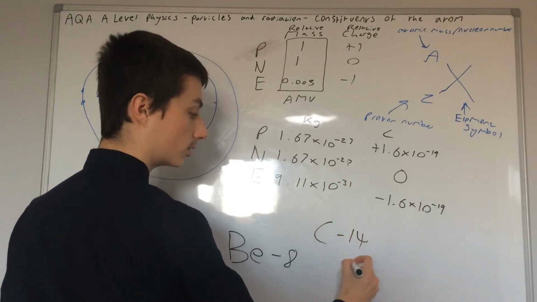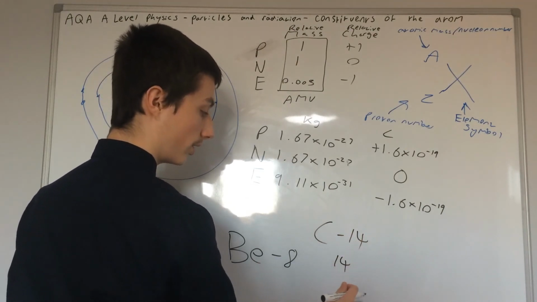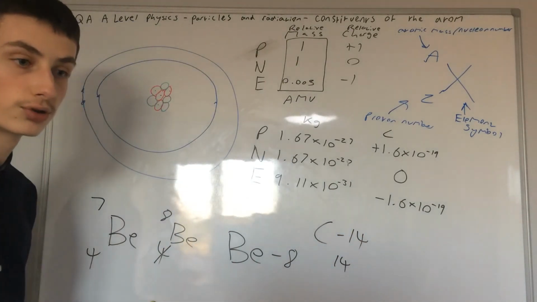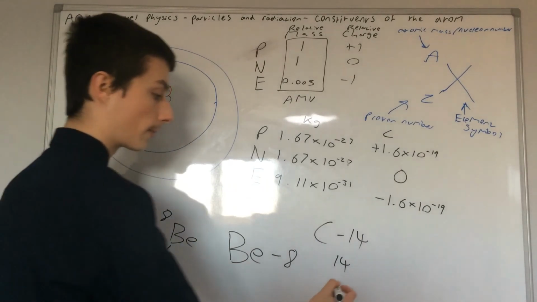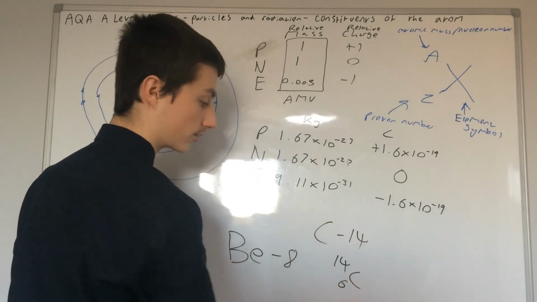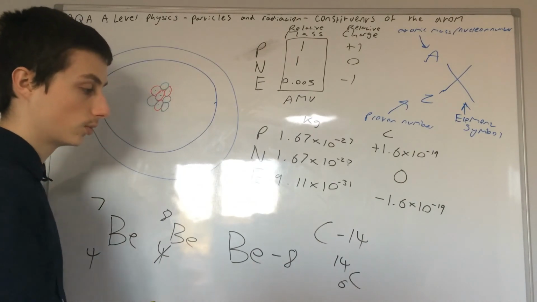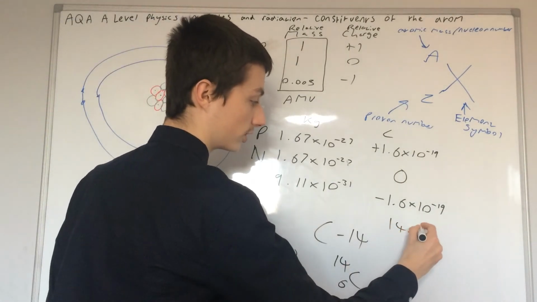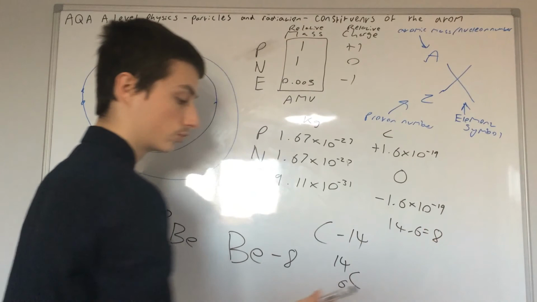that's carbon with 14 protons and neutrons inside. And as that is the symbol, we can work out that 14 minus 6 is 8. It has 8 neutrons inside.